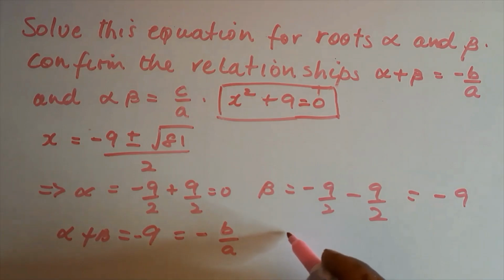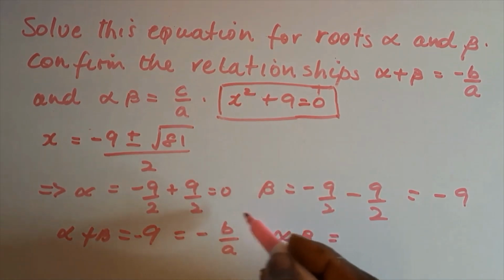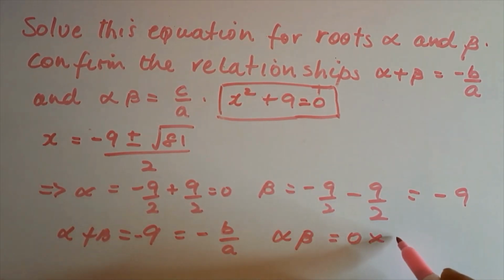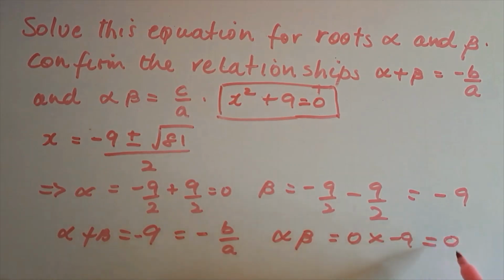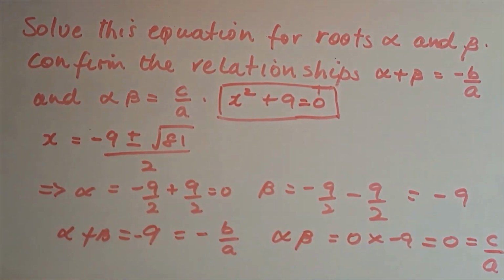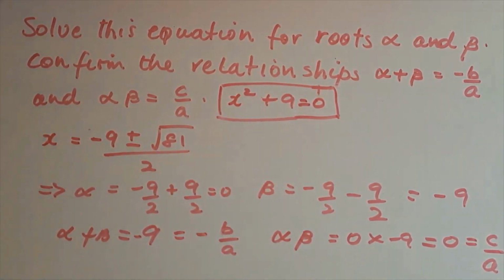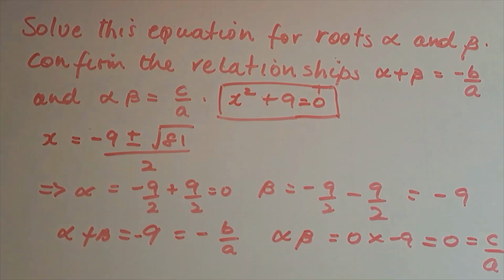The next relationship is alpha times beta. We know alpha is 0, beta is minus 9. This gives us 0. And this is equal to c over a. C is 0 and a is 1. And that confirms the two relationships, alpha add beta and alpha times beta, for the roots 0 and minus 9.